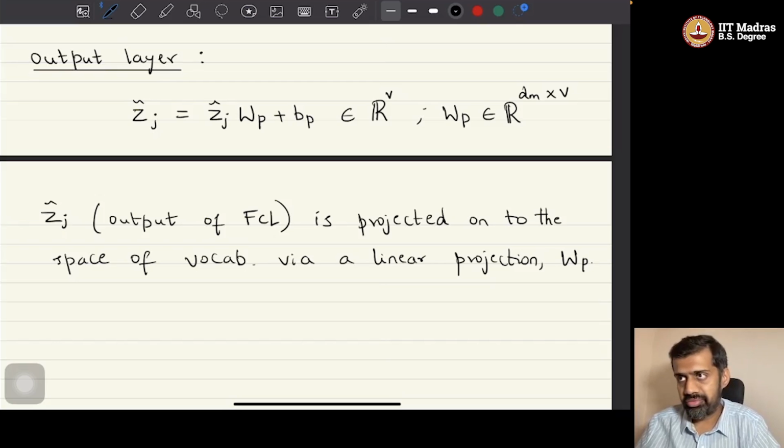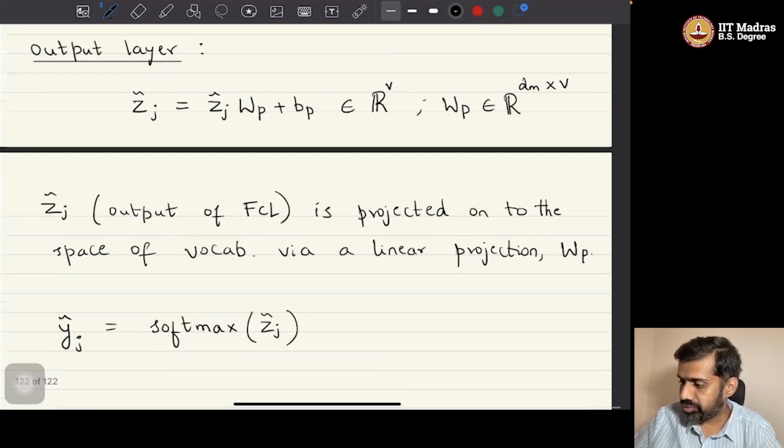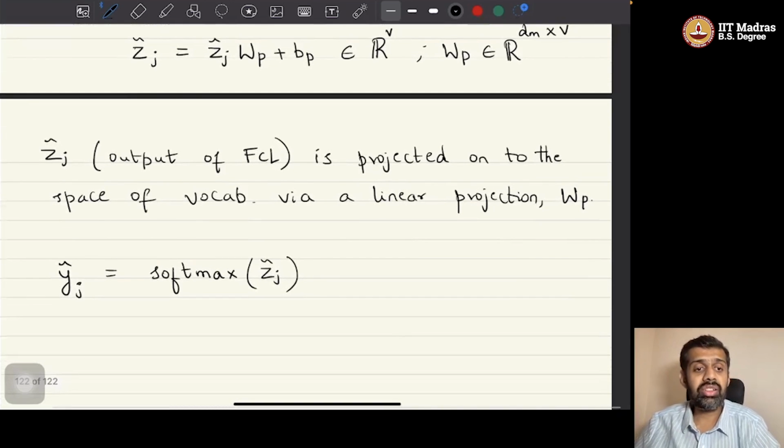So how do we do that? We have the usual trick, which is our softmax. So y cap j, which is the final output of the transformer, is given by softmax over z tilde j, and this is what we have as the output of the transformer at the jth position.